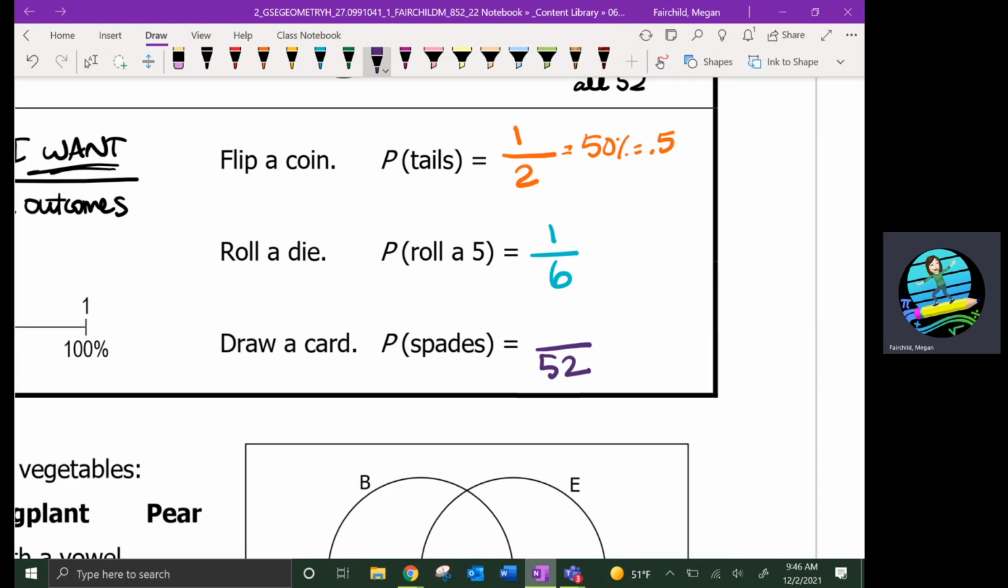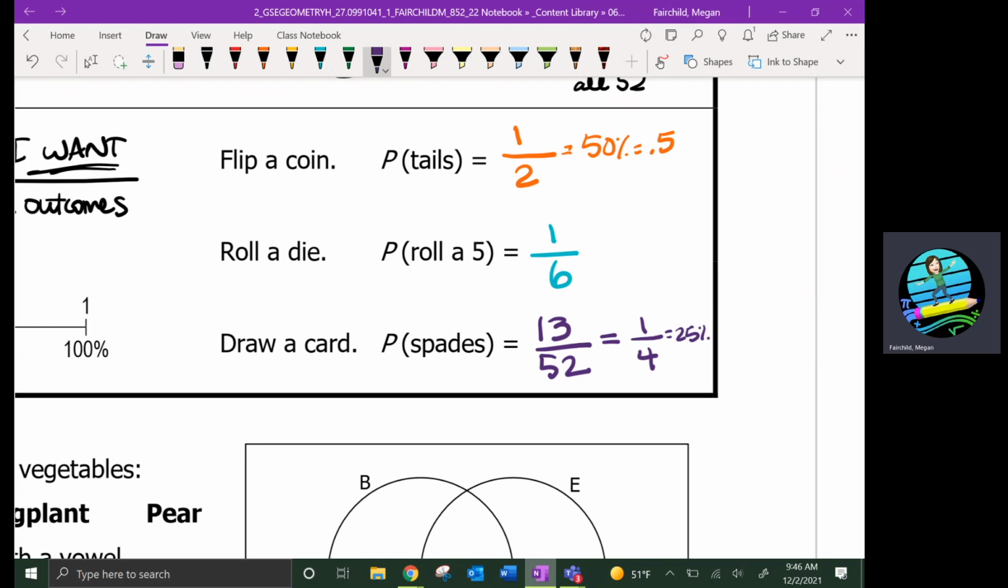52. Kate, do you know how many spades are in a deck of cards? No? Mojo, do you know? 13. Good. So 13 total spades. So you have a 13 out of 52 chance of drawing a spade if you drew a card. Now, what does that simplify to? 1/4. You're always going to simplify fractions, okay?